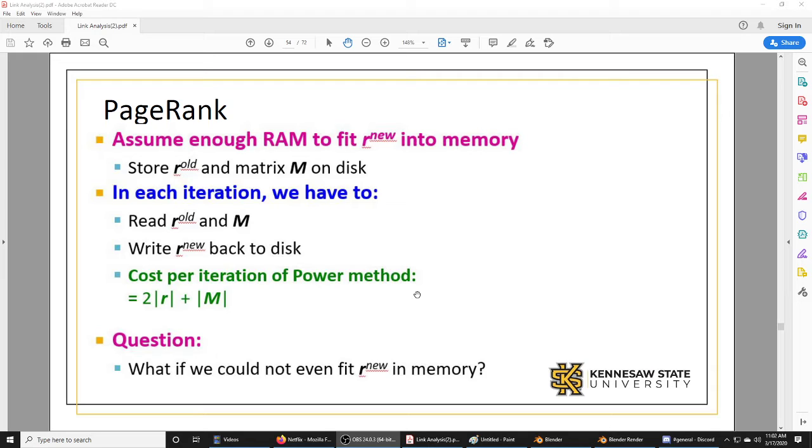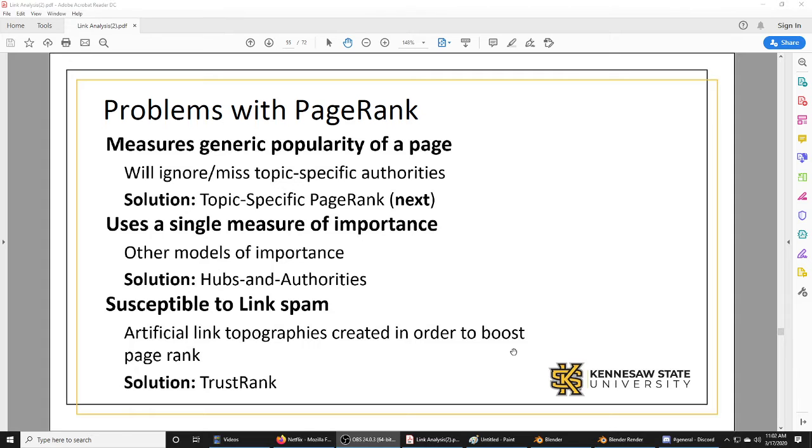What if we could not even fit R new into memory? How would we approach it then? This is a linear algebra theory question, and it goes a little beyond the scope of this class. With time constraints, I think we're going to move on for now and get into topic specific. So, problems with PageRank.